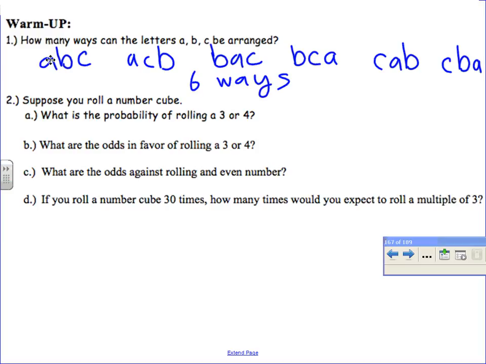So A, B, C, D, E, F, G is 7 letters. So you get 5,040 ways to arrange all those. So many more than 42. I'm going to show you how I did it. Anyone figure out how I got that? Fryer?